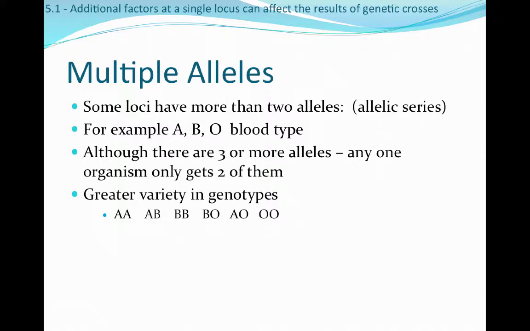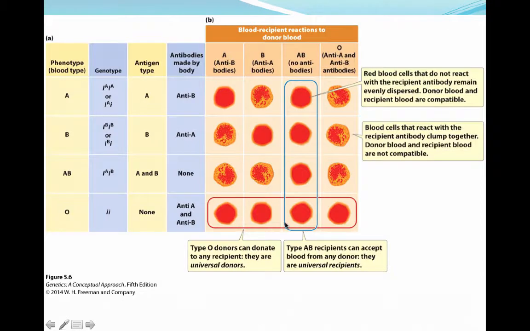Okay, so these types of multiple alleles really allow for greater variety when it comes to genotypes out in a greater population. So from those three major blood types, we get different genotypes. So you can be AA, AB, BB, BO, AO, or OO. All right, so this chart in your book is actually a really good one. I highly suggest you guys study it a little bit.